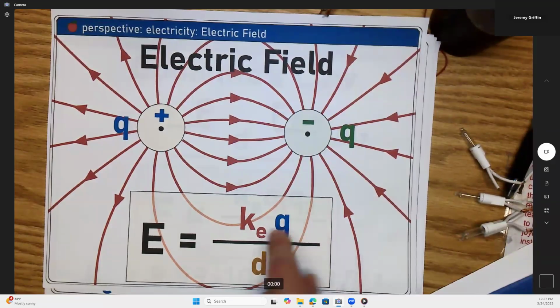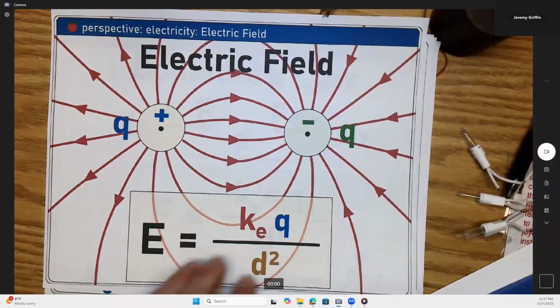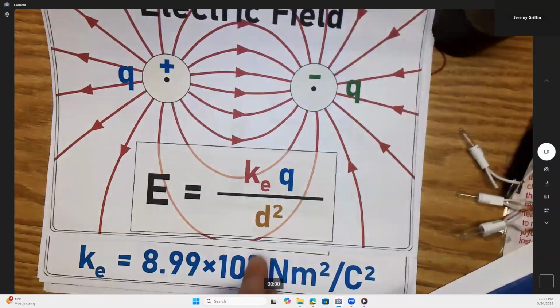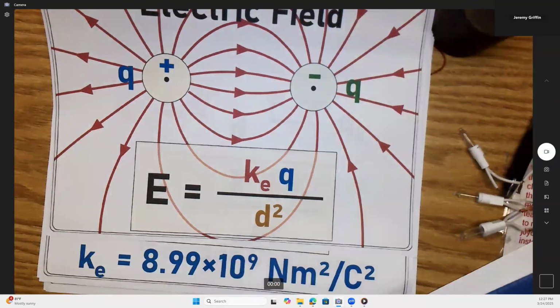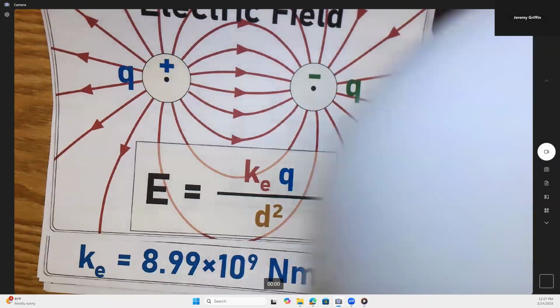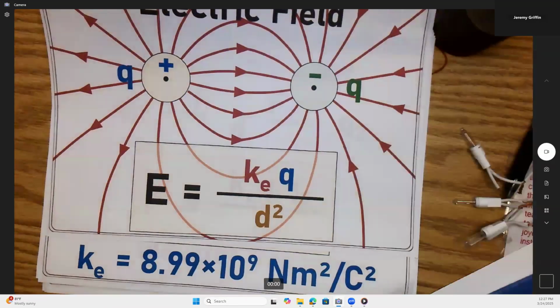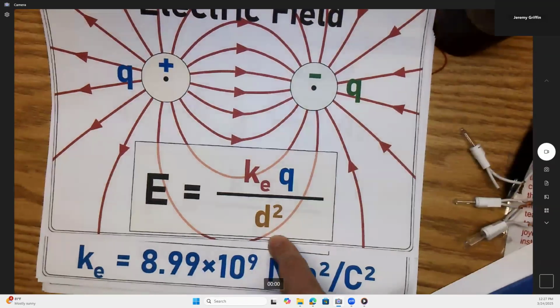Okay, this K is an electrostatic constant. Actually, I got that on the next page, so I'll show you guys right here. Electrostatic constant is what K is. Okay, and this D is how far you are away. So if I back up and get further and further away from this balloon, I feel less and less force from the balloon, right? Or less electric field, I should say, right? And that tapers off as 1 over the distance squared.